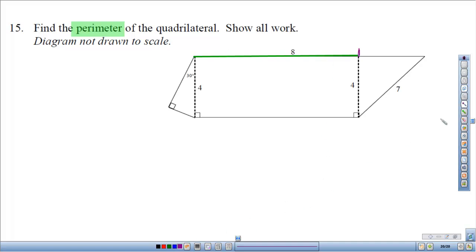So that's 8. I also need to figure out how far it is right here. I need to add in how far it is right here. Actually, I already know that it's 7. I need to use this distance right here, and we'll talk about that in a second. Then I need this one here, and I need this one right here. So those are all the pieces. Once I know how long those all are, I can just add them all up.